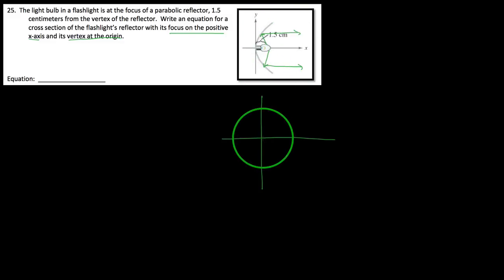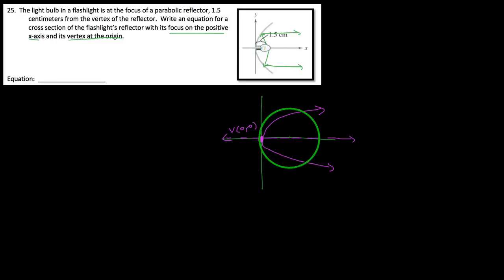what I'm going to do is redraw it. Knowing that the vertex is at the origin, I'm going to label this 0, 0, but I'm also going to say that it opens to the right, and that along the axis of the parabola, our focal point lies on our axis, 1.5 centimeters to the right. And so if that's the case, then this would be 1.5 comma 0.